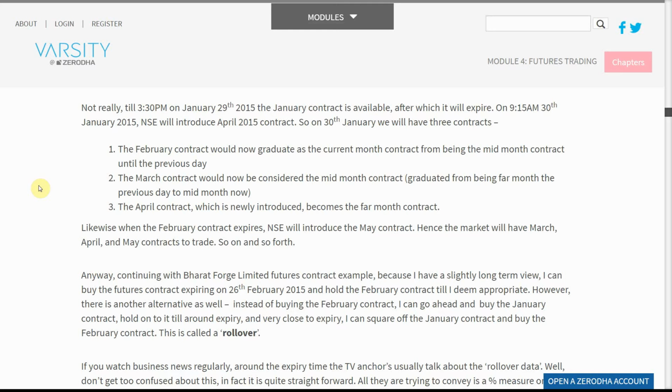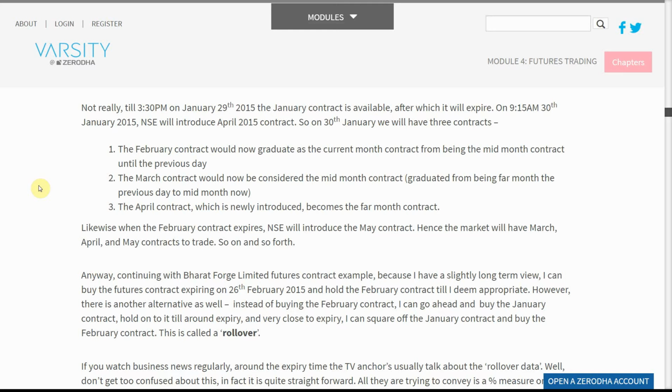NSE will introduce the April 2015 contract. So on the 30th of January we will have 3 contracts. The February contract would now graduate as the current month contract from being the mid-month contract until the previous day. The March contract would now be considered the mid-month contract, graduated from being far month the previous day. The April contract, which is newly introduced, becomes the far month contract.